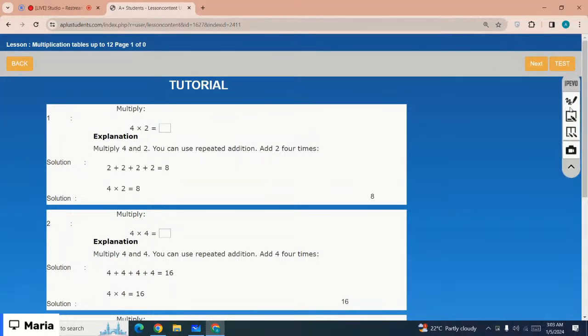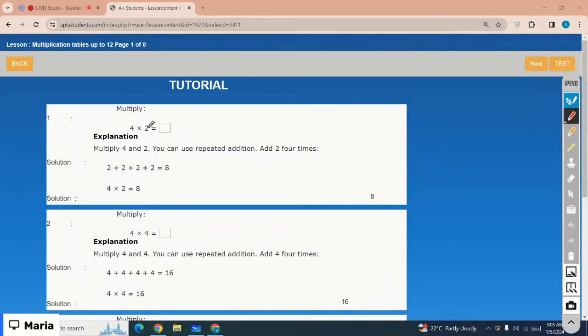For example, you can see here you have 4 times 2. 4 times 2 means you need to add 2 four times, or add 4 two times. Whatever you do, the answer is the same. Either you do 4 plus 4, adding 4 two times, or you add 2 four times. In both cases, the answer is exactly 8. So the correct option is 2 times 4 is 8. Got it?